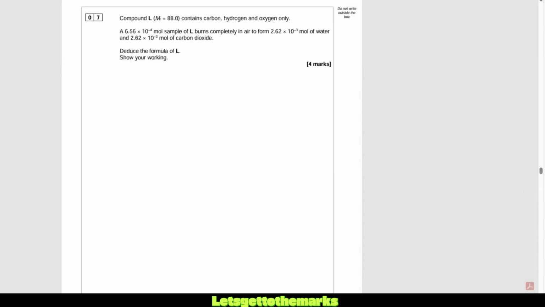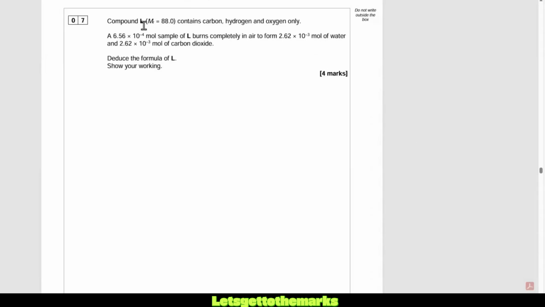All right. So question 7, this one's an amount of substance question. So why don't you have a read through with me? Compound L, Mr is 88, contains carbon, hydrogen, and oxygen only. 6.56 times 10 to the minus 4 moles of a sample of L burns completely in air to form 2.62 times 10 to the minus 3 moles of water and 2.62 times 10 to the minus 3 moles of carbon dioxide. Now they're equal, so the same amount of water and carbon dioxide. Deduce the formula of L and show your working.